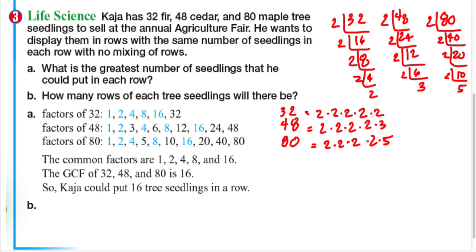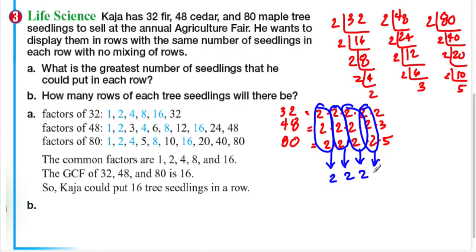Okay, and we simply circle the common factors for all 3. This is common to all 3. Common to all 3. Common to all 3. And I simply bring that down once: 2, 2, 2, and 2, and I multiply all of them. I end up with 16. So this is how you find the GCF of 32, 48, and 80 using prime factorization.